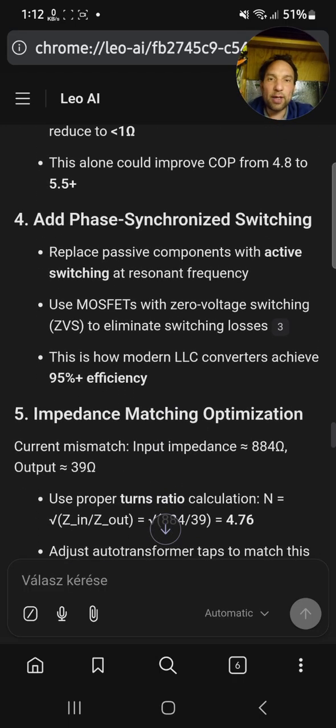Add phase synchronized switching. Replace passive components with active switching at resonant frequency. Use MOSFETs with zero voltage switching, ZVS, to eliminate switching losses. This is how modern LLC converters achieve 95% plus efficiency.